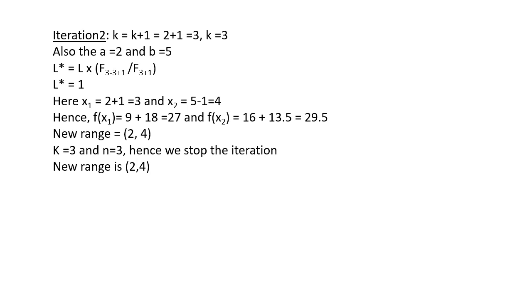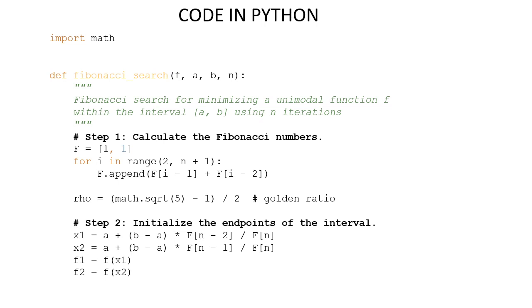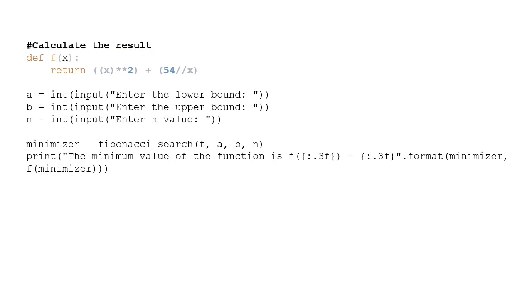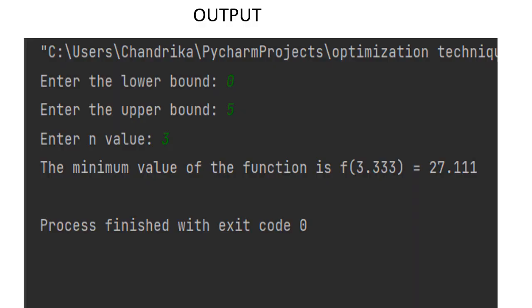Next, this is the code in Python. Firstly, we calculate the Fibonacci numbers, and then we initialize the endpoints of the interval, x1 and x2 calculation as I've mentioned earlier, and then we perform the iterations one by one, and then we calculate the result. Here, as you can see, I have done the code in Python, and I've got the result as 27.11, and the minimum lies at 3.33.